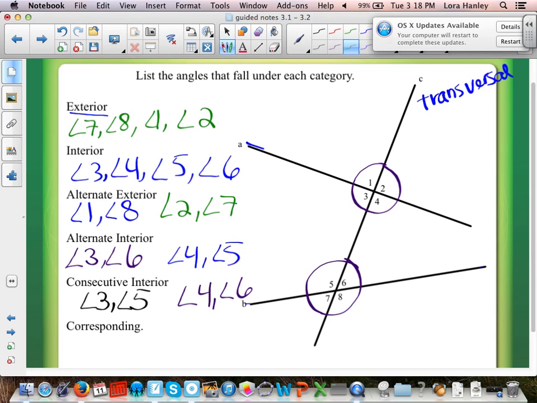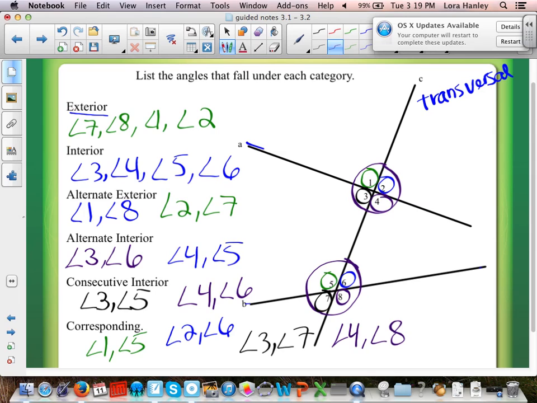Let's say I'm talking about angle 1. Well, angle 1 is in the top left corner of that angle pair. So if I look down below, the other angle that's in the top left corner would be angle 5. They're in the same place. Next, we have angle 2 and angle 6. Both are in the top right. Third, we have 3 and 7. And finally, we have 4 and 8.